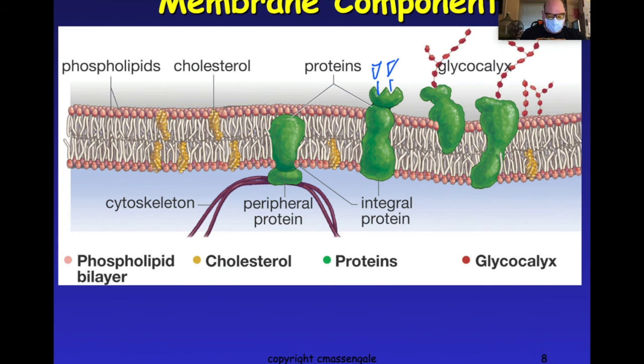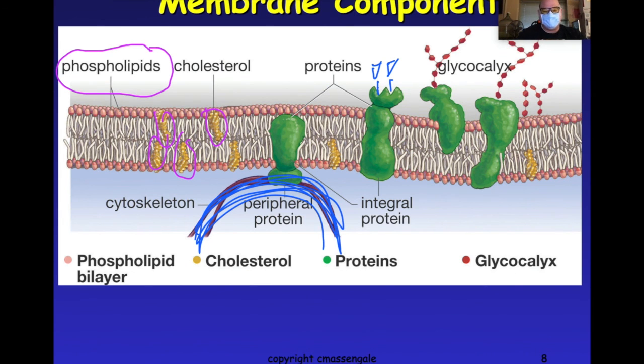We talked about the cytoskeleton holding the cell together. You can see that right here, okay? So you also in this picture see cholesterol right here. Cholesterol helps the membrane keep its shape, found mainly in animal cells. So this is sort of what the membrane looks like. Now, probably one of the most important parts of the membrane are phospholipids. Let's talk about those for a second.